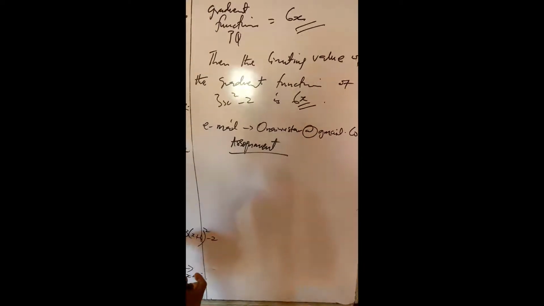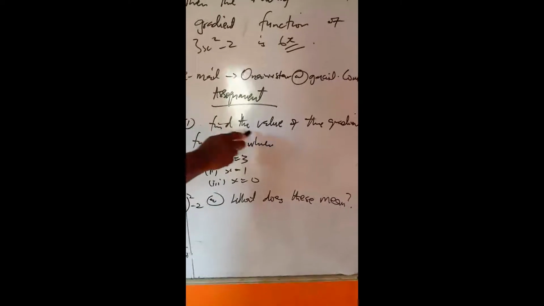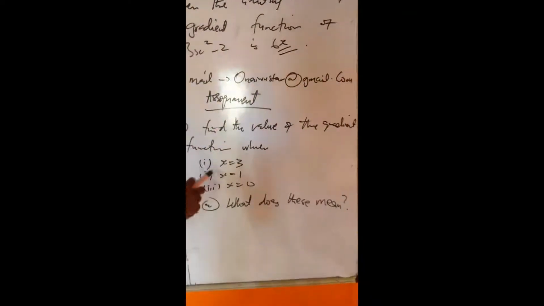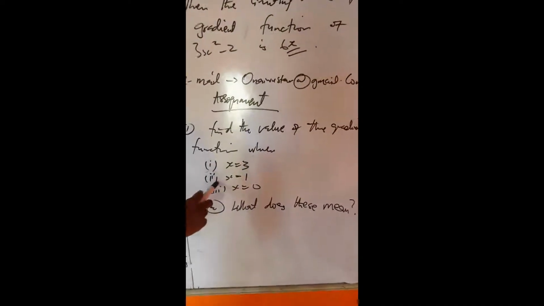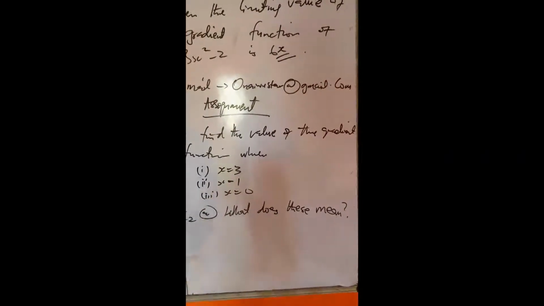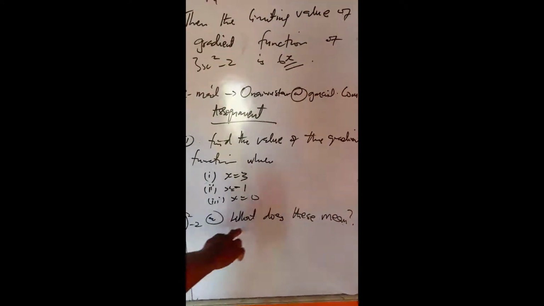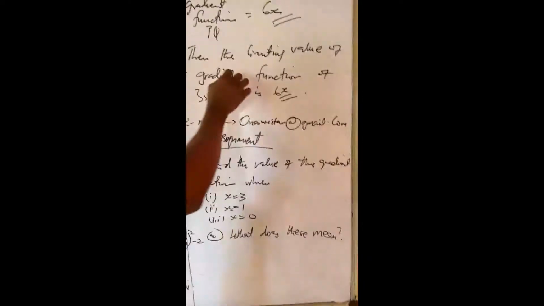So try and exercise some strong thinking and do this assignment. 1. Find the value of the gradient function when (i) x is equal to 3, (ii) x is equal to minus 1, and (iii) x is equal to 0. And I say, what does this mean? So you have to go back. I've already given you a clue.